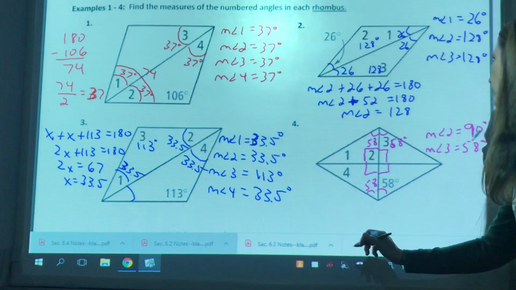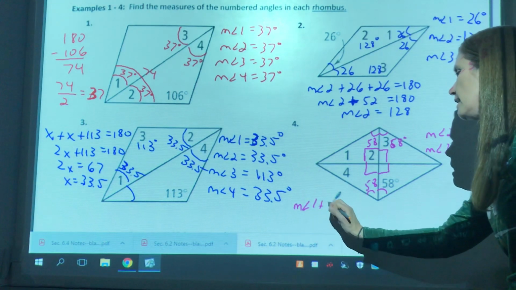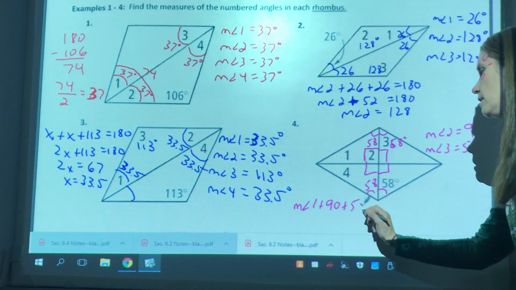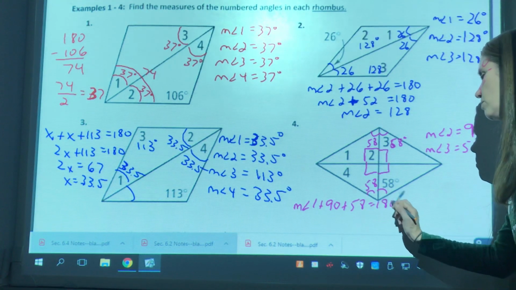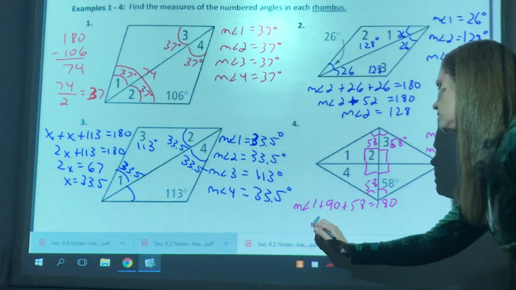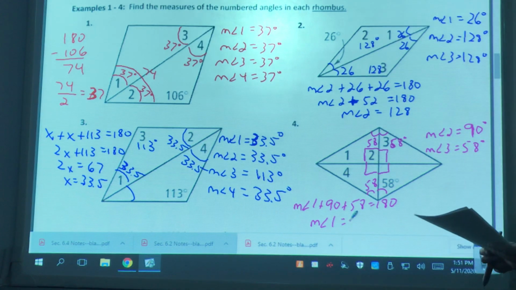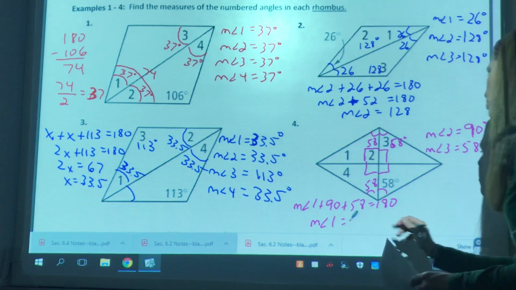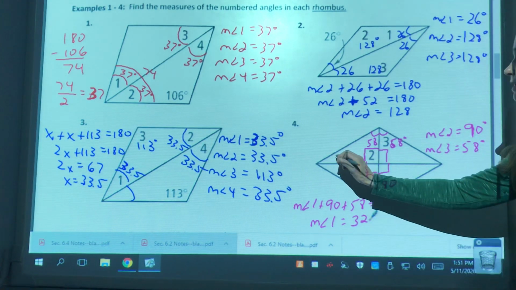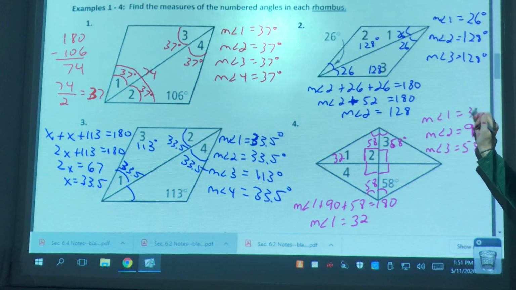I can use the fact that measure of angle 1 plus 90, because I know that's 90, plus 58 has to equal 180. Okay, so if I do that and solve, I end up with measure of angle 1 being 32. Okay, so I can get that filled in my picture, and I can fill that in over here.